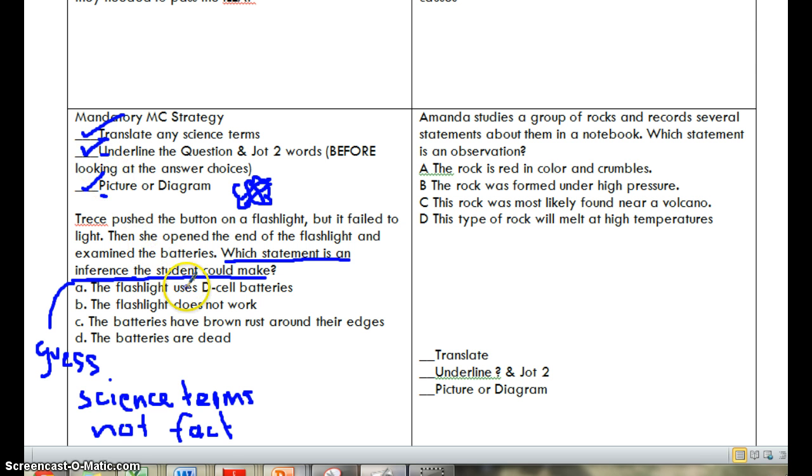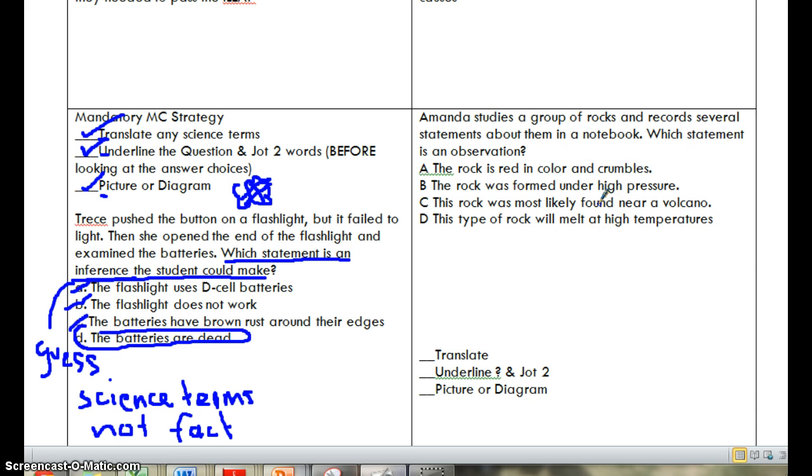The flashlight uses D cell batteries. That's a fact, it's not A. The flashlight doesn't work. Again, fact, it's not B. The batteries have brown rust around their edges. Fact, it's not C. The batteries are dead. Well, we don't know that for sure. We just know that the flashlight doesn't work. This one was a tricky one, but your answer was D.